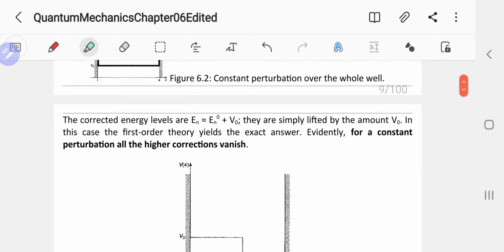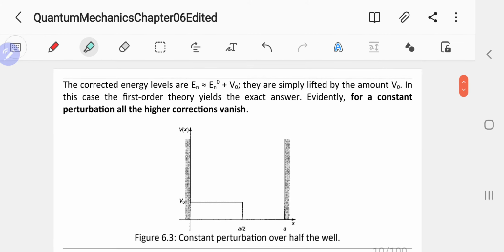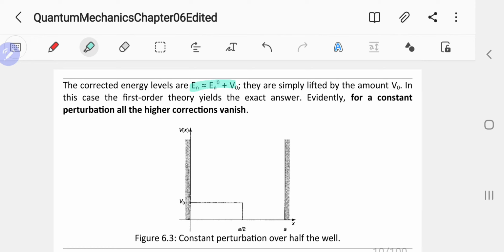So now the corrected energy levels are then E_n equals E_n^0 plus V_0. So you're just lifting the energies by an amount V_0. In this case the first order theory yields the exact answer. Evidently, for a constant perturbation, all the higher corrections will vanish. That's only for a constant perturbation.